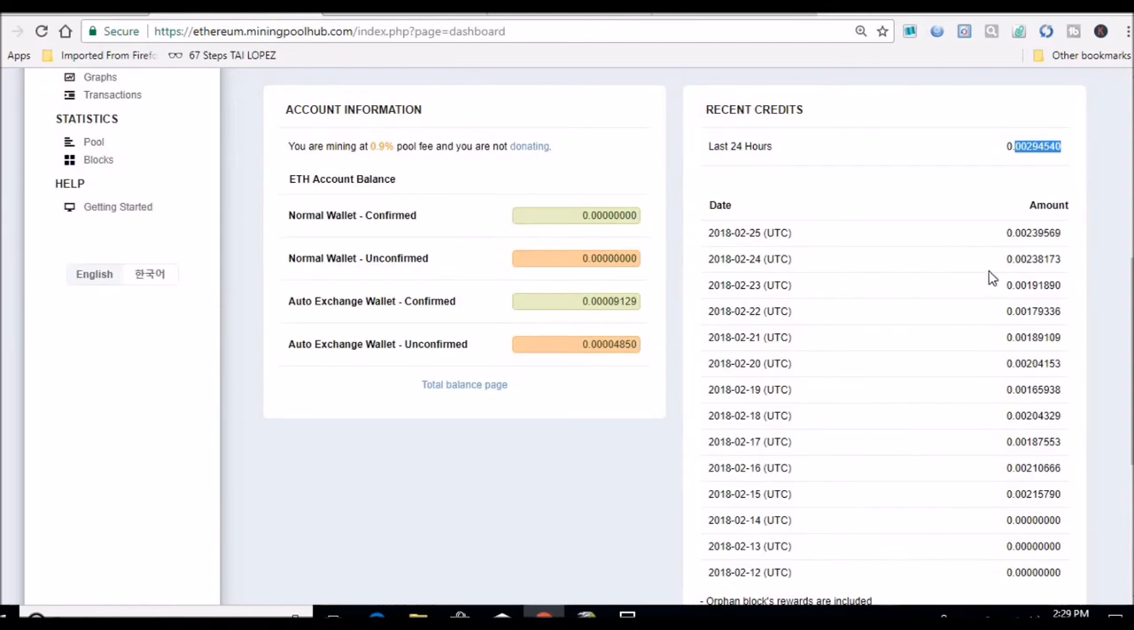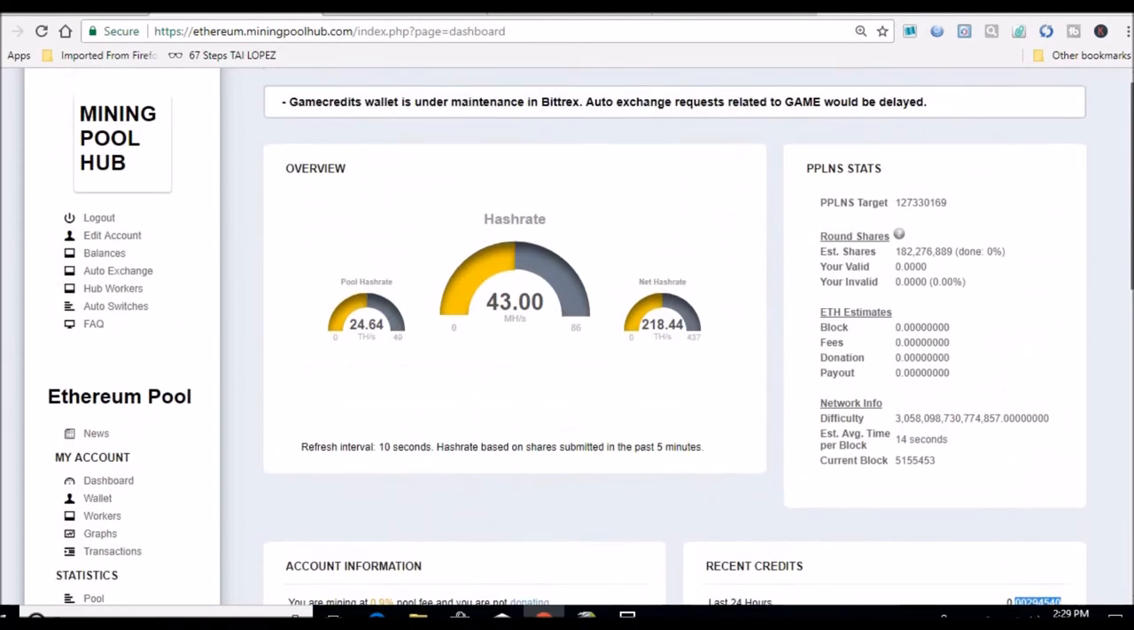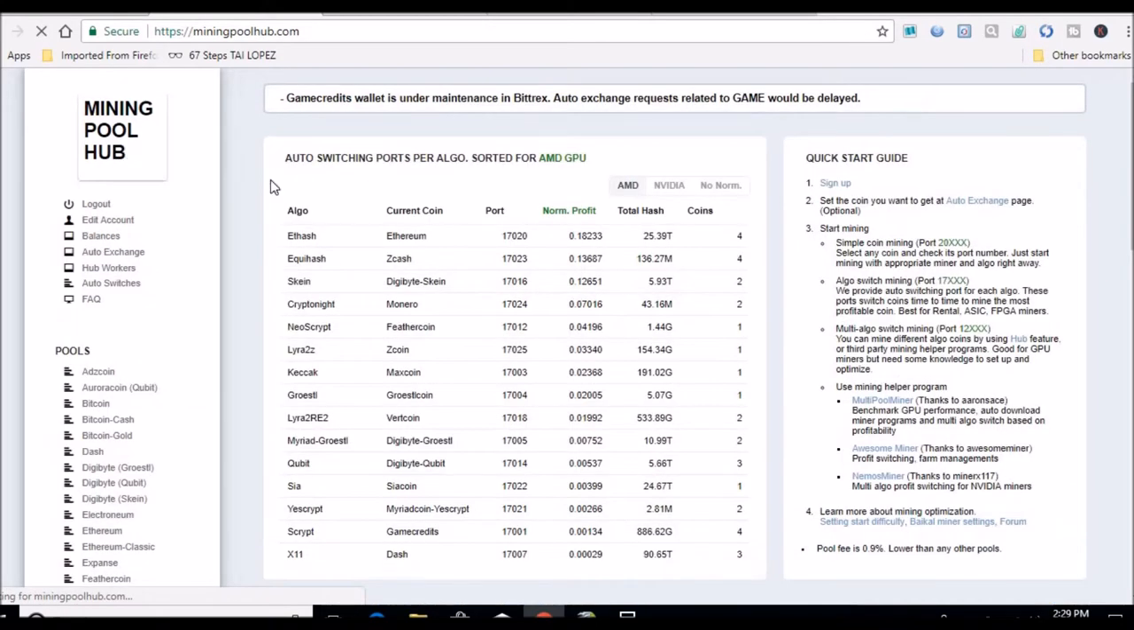Let's go back over to Mining Pool Hub real quick. Another thing I did change. Let's go over to home. I switched the port I'm mining on to 1720. Now that will allow me to mine any of the four. Let me see if I can click on that. No, I guess it won't tell me. It'll allow me to mine four different algorithms that use that Ethereum type of algorithm. So it's on 1720.